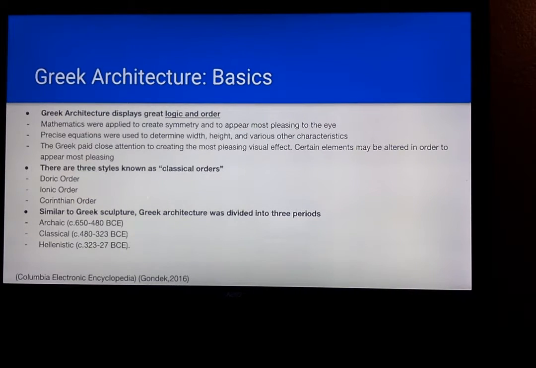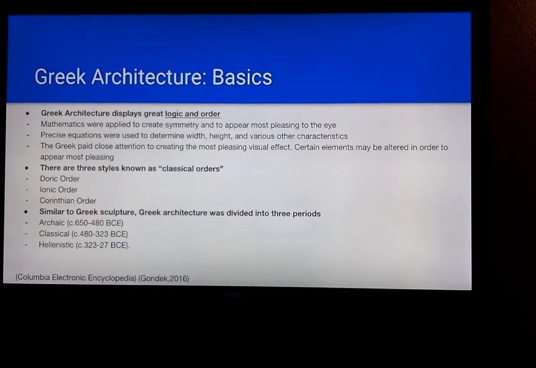Precise mathematical equations were applied to create symmetry and to create the most pleasing image to the human eye. Precise equations were also used to determine width, height, and other characteristics. The Greeks paid immense attention to creating the most pleasing visual effect, and they also seemed to view buildings as sculptural.